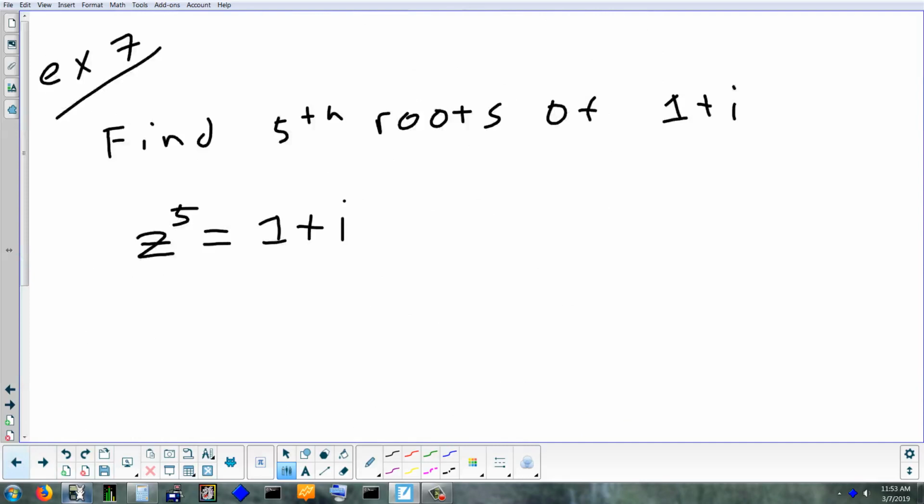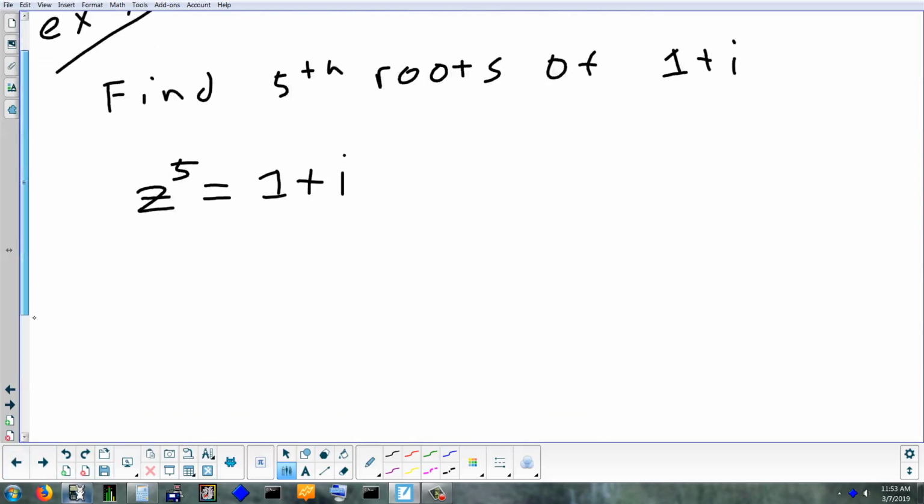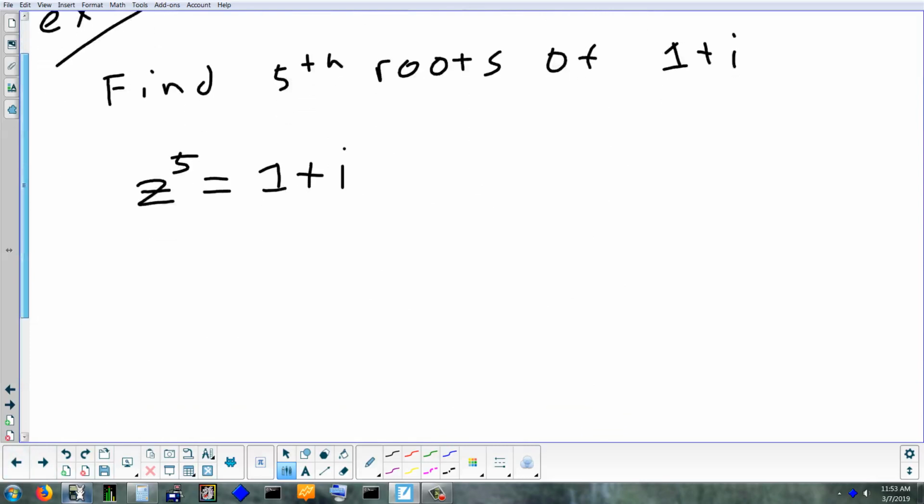Let's do the fifth roots of 1 plus i. So I'll do one more. Let's start with the left-hand side. Now, can anyone tell me what the left-hand side is going to be? And let's do DeMoivre's theorem to it at the same time, so we don't have to write it twice. Yep. R to the 5th times cosine 5 theta plus i sine 5 theta. So I like to get that step out right away.